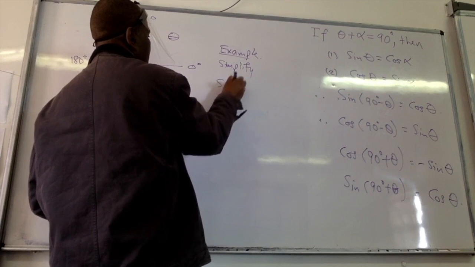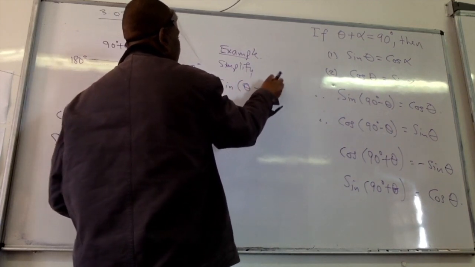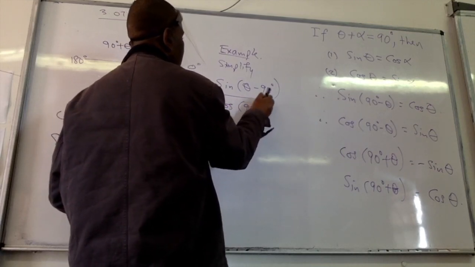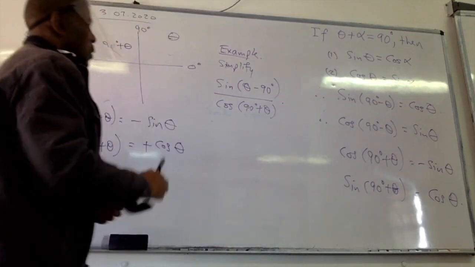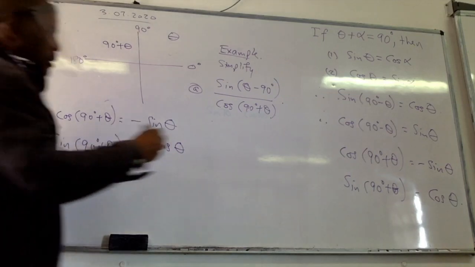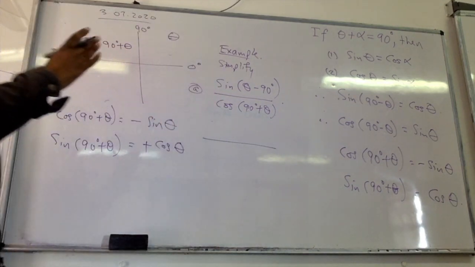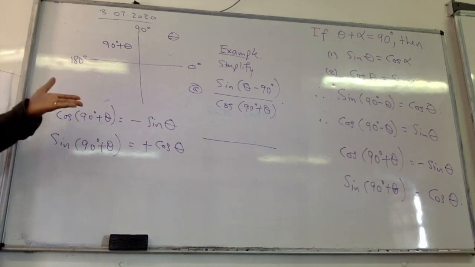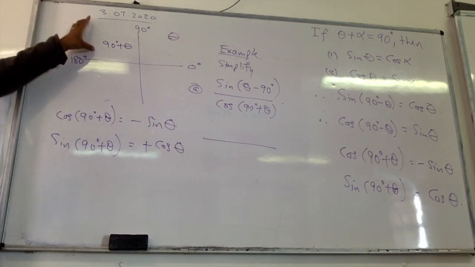I'm not sure if we have enough time, but look at this example here. Simplify sine of theta minus 90 divided by cosine of 90 plus theta. Okay, this one quickly. Which one is easier for you to work out, the numerator or the denominator? The denominator. Okay, let's start with the denominator. So we want cosine of 90 plus theta. I know we did it, but think through it again. 90 plus theta is in quadrant 2.